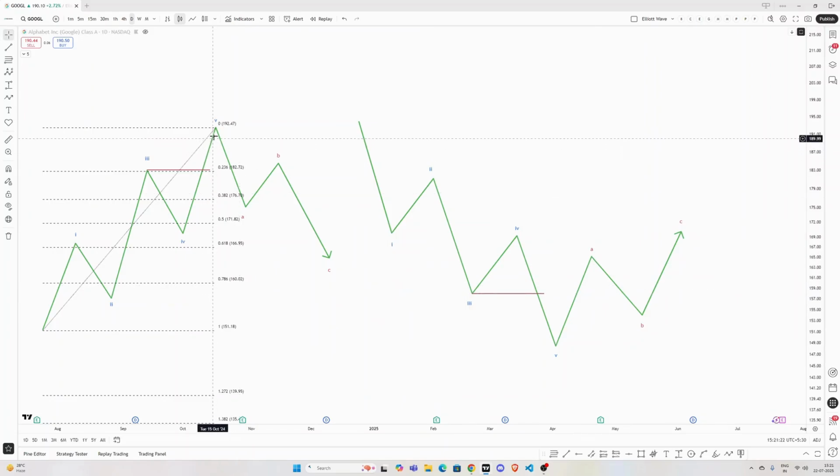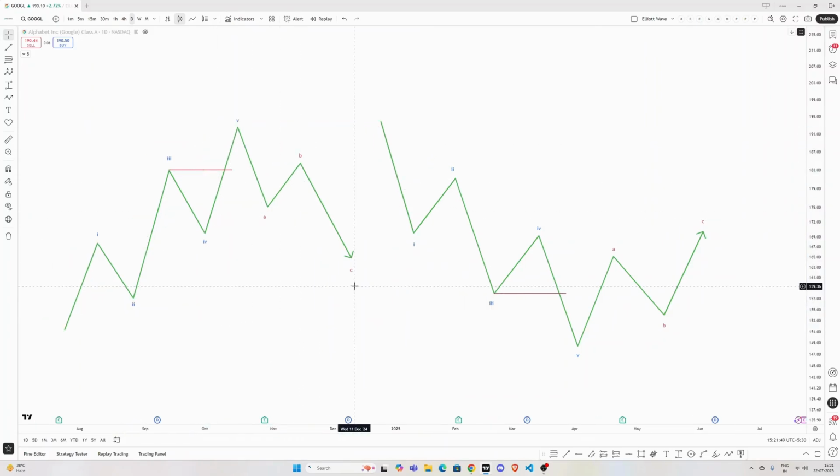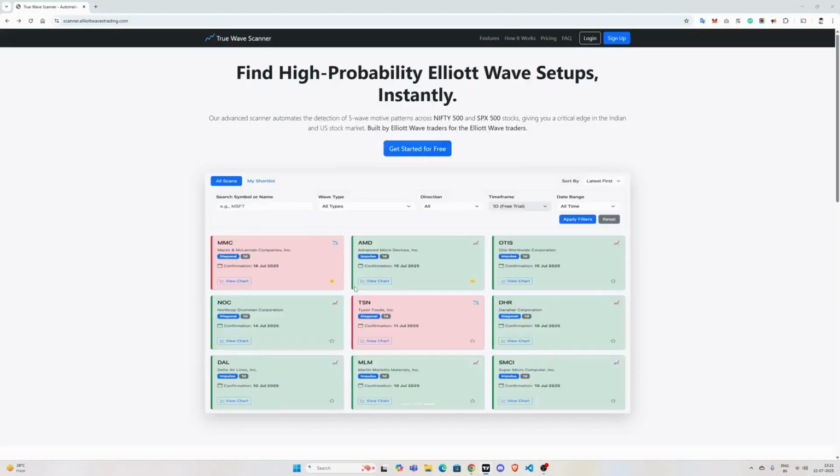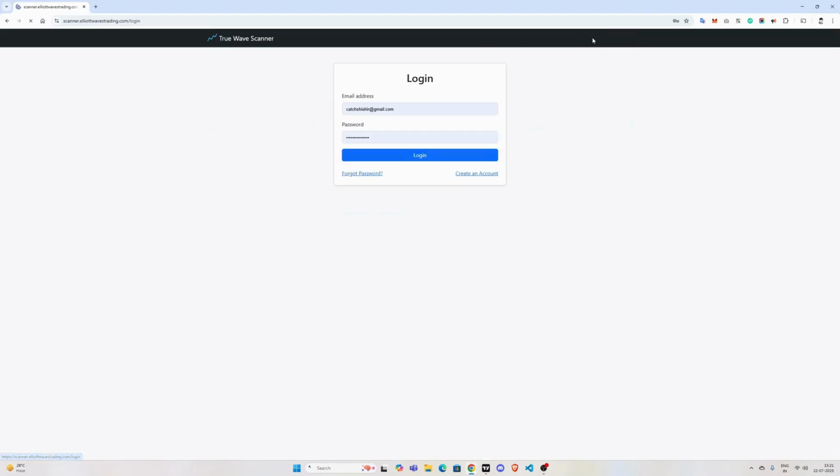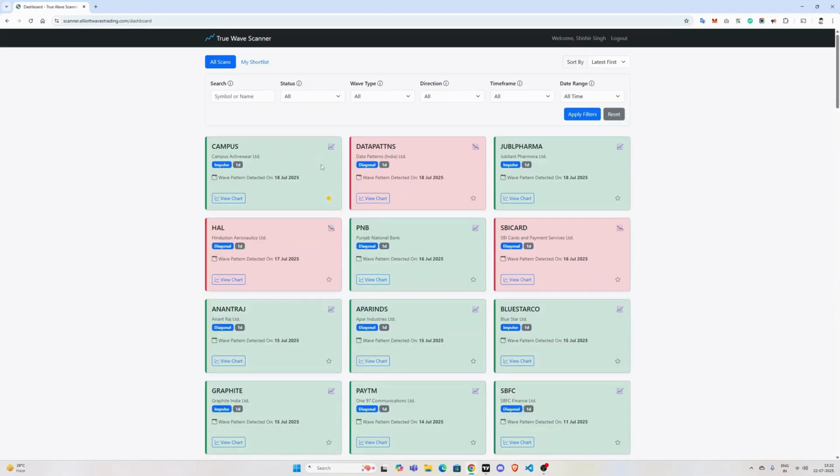So now, how do you trade these setups? Let me go to the platform. And if you haven't signed up for this, you can sign up. It's quick, should take 2 minutes, and it's free of cost. Obviously, you have a 30-day free trial. And once you have your account, log in.